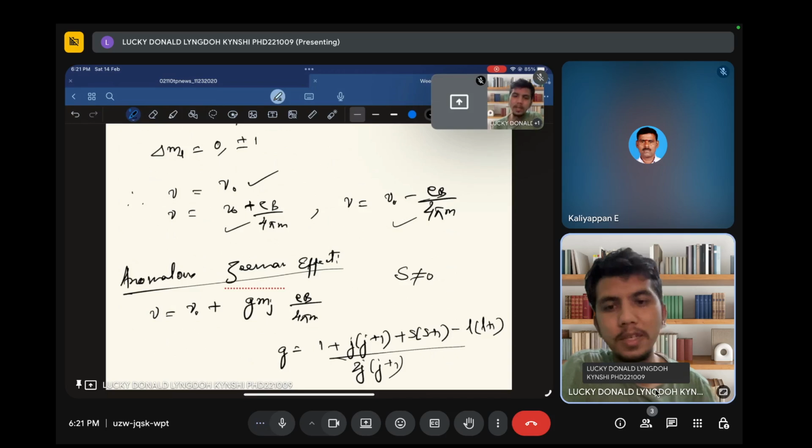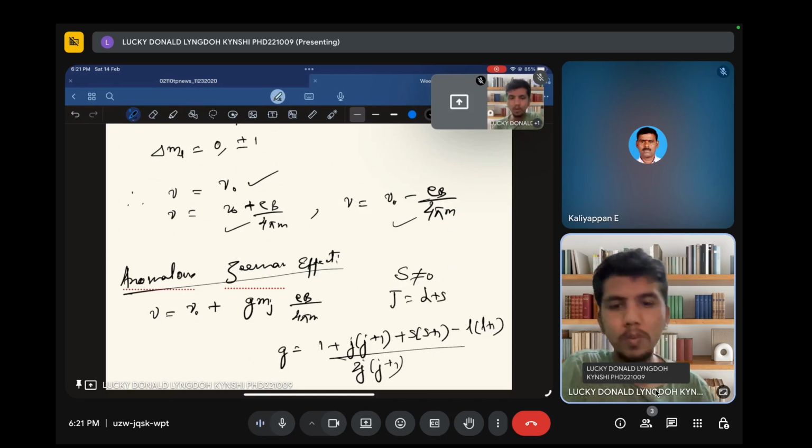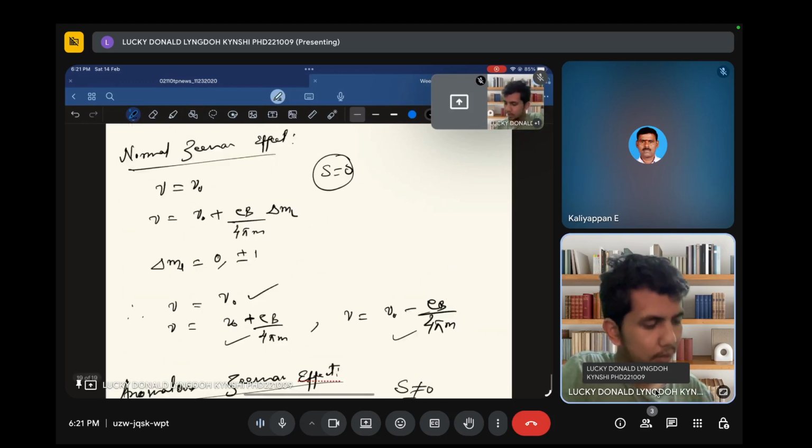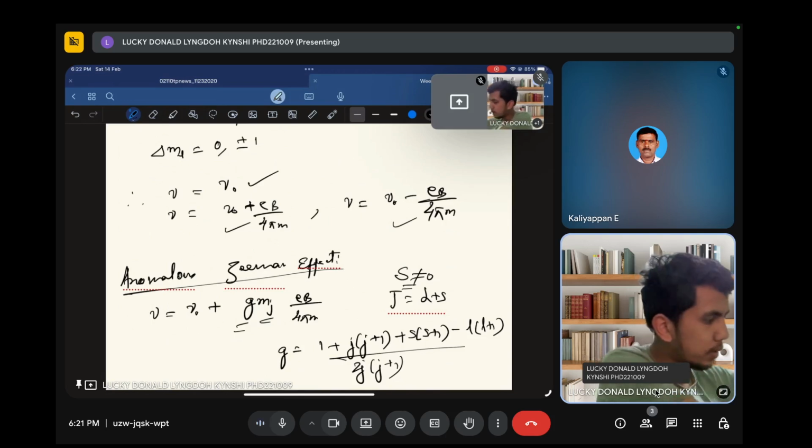So what is J? J is the sum of your orbital angular momentum and the spin angular momentum quantum numbers. That is why you have this g term here, because here S is not equal to 0. You also have the magnetic quantum number m_J. But in the normal case, since S equals 0, J is simply equal to L.